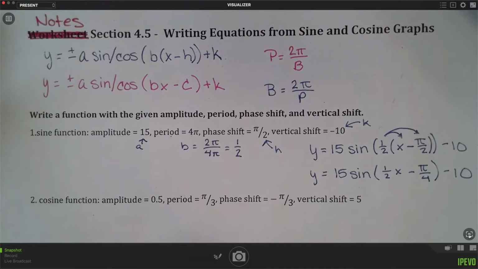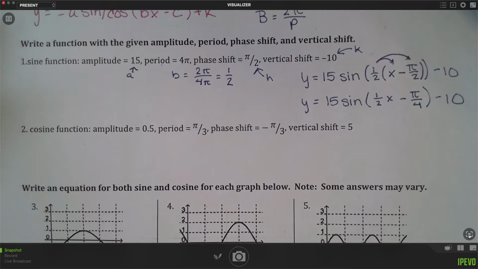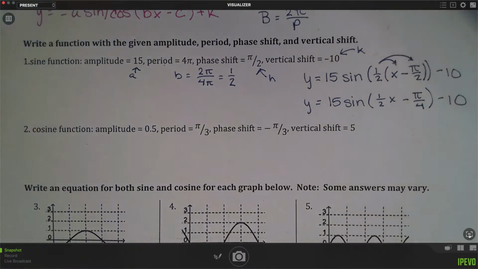So I want you to try the cosine one on your own. That'll make it easier to see a little bit.